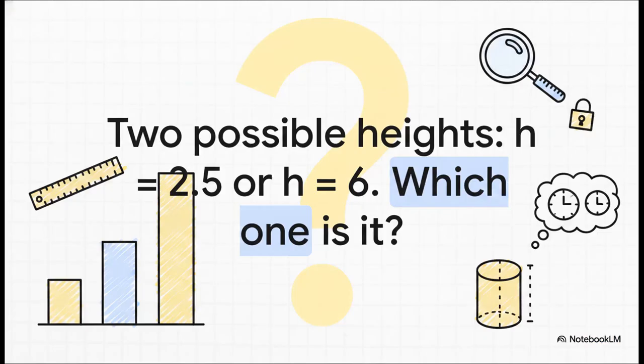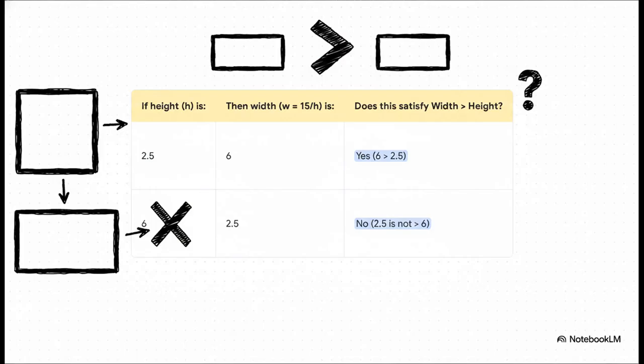So, this is the final hurdle. Is the height 2.5 or is it 6? The examiner left us a condition, a rule that the answer has to follow. Do you remember what it was? That final clue was simple. The width must be greater than the height.